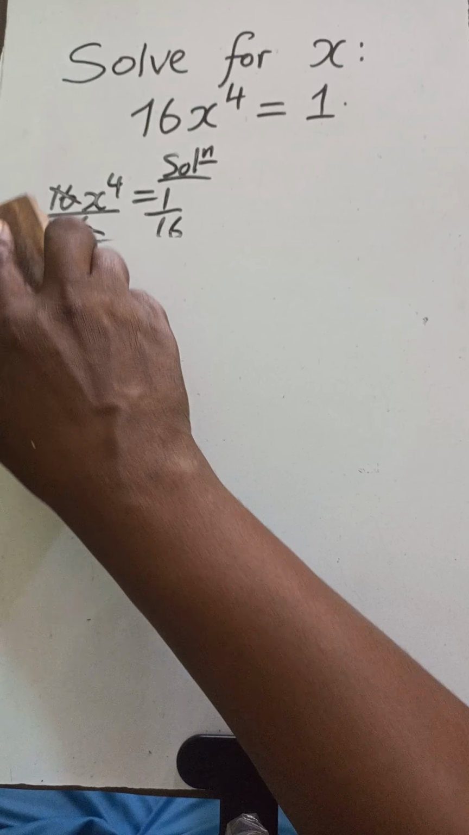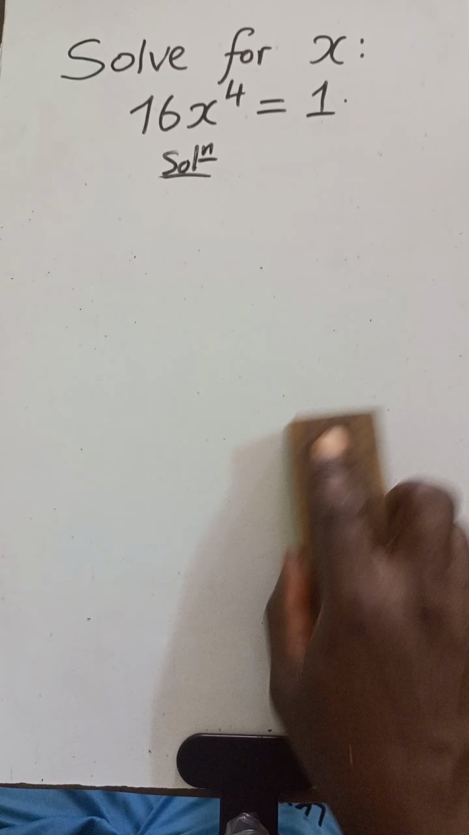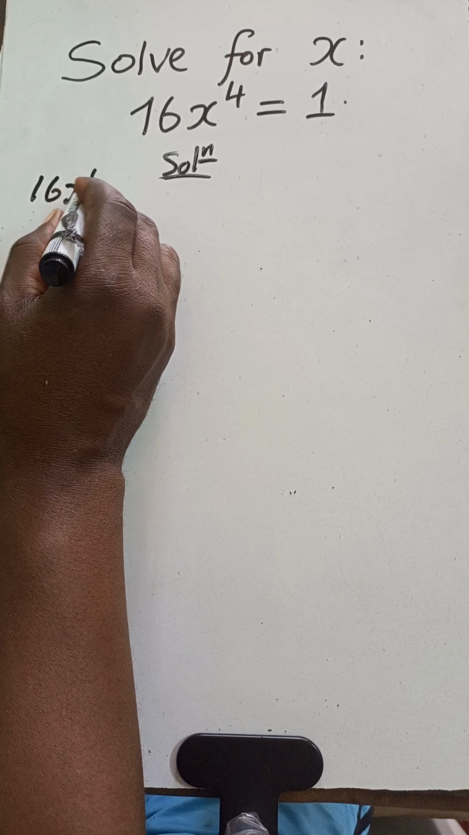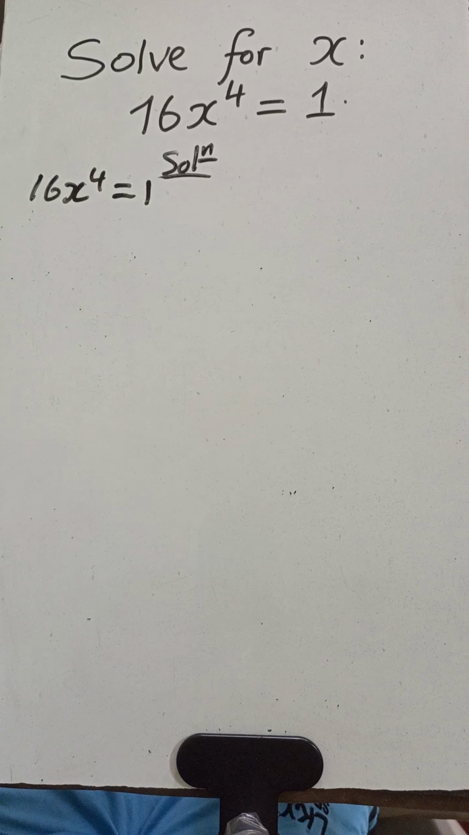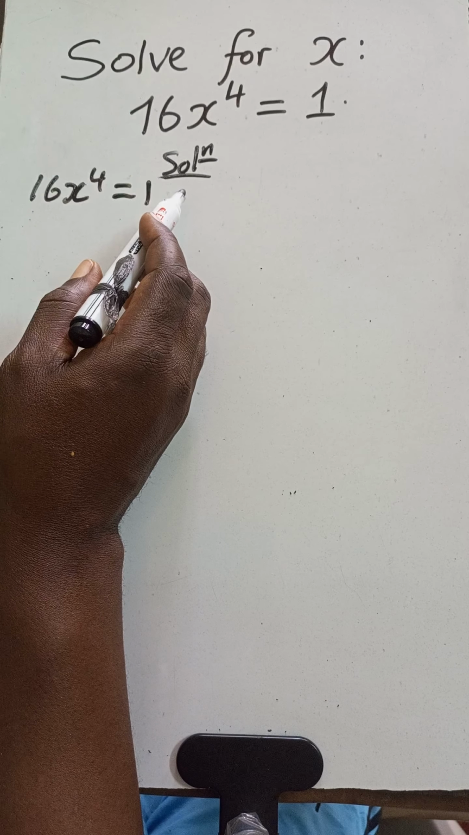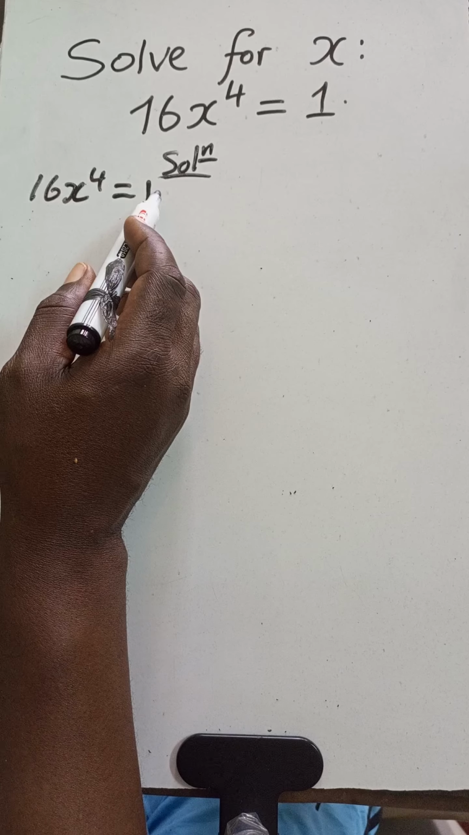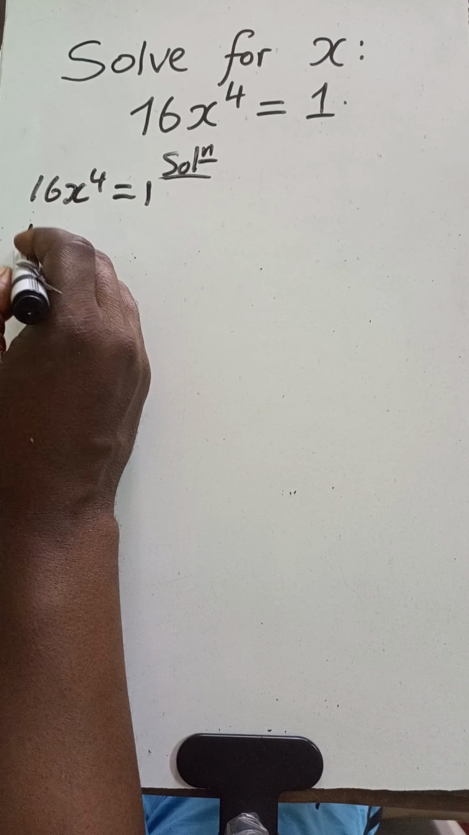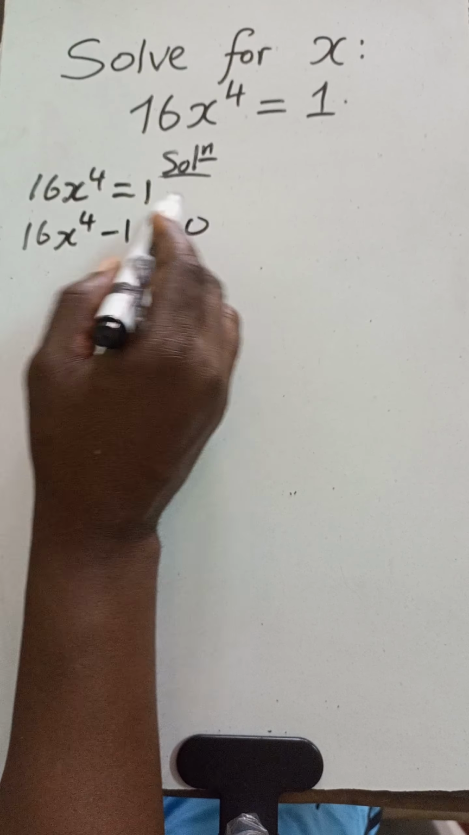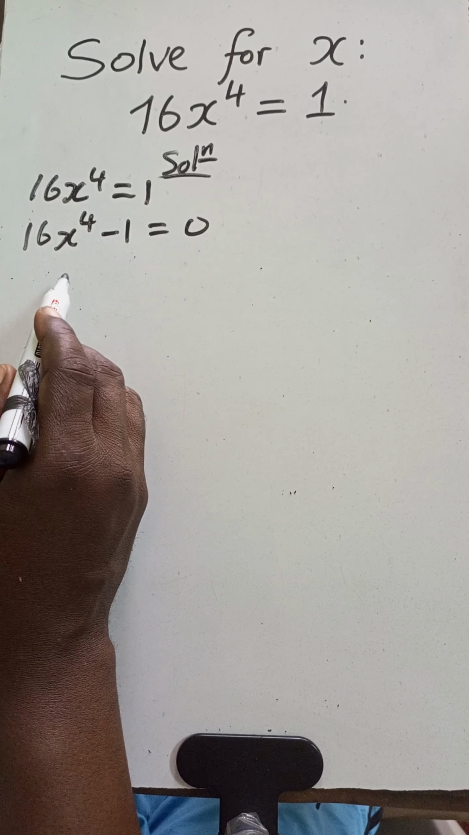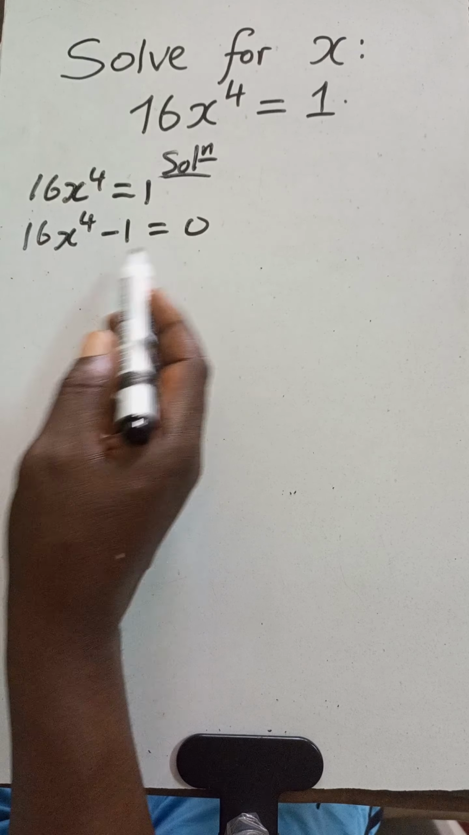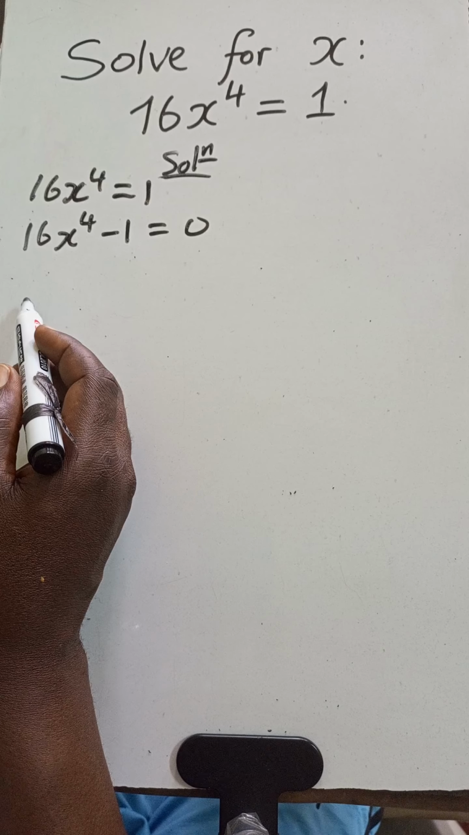Now, what then is the right procedure? Let's take a look. We have 16x to the power 4 equals 1. The first thing to do is to take this 1 from the right-hand side to the left-hand side so that we end up having 0 on the right-hand side. So we have 16x to the power 4 minus 1 is equal to 0. This is plus 1. When you take it this way, it becomes minus 1. So this is the polynomial equation that we have to solve. It's a polynomial of degree 4. It's supposed to have 4 solutions.